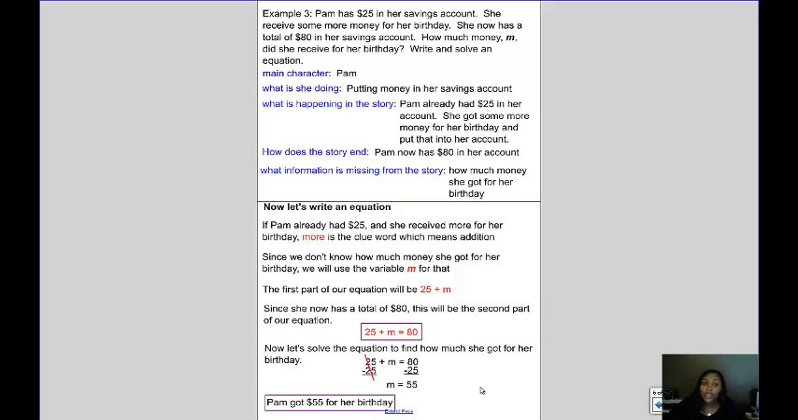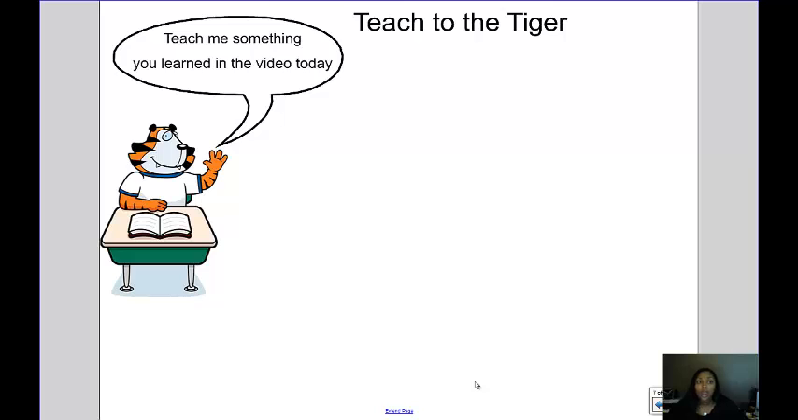So it's important to keep in mind that when you're writing equations, definitely look for clue words. If it's a word problem, kind of think about it in terms of a story. Think about who's the main character and what's happening, and then you want to be thinking about how did the story begin, how did the story end, and then what information is missing, and that's going to help you write that equation. All right, so go ahead and teach the tiger something you learned in today's video.